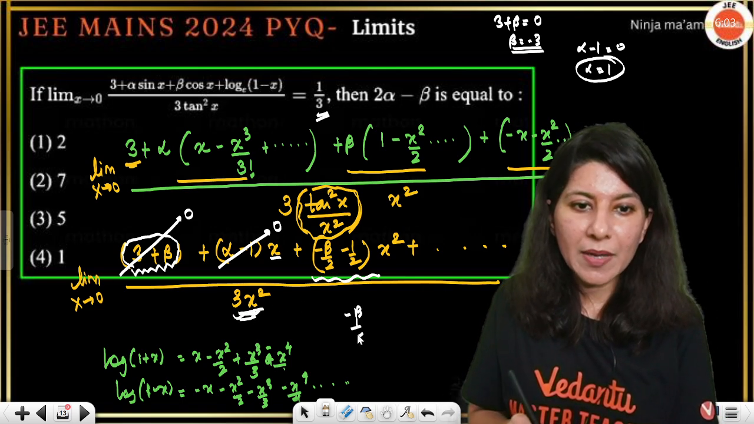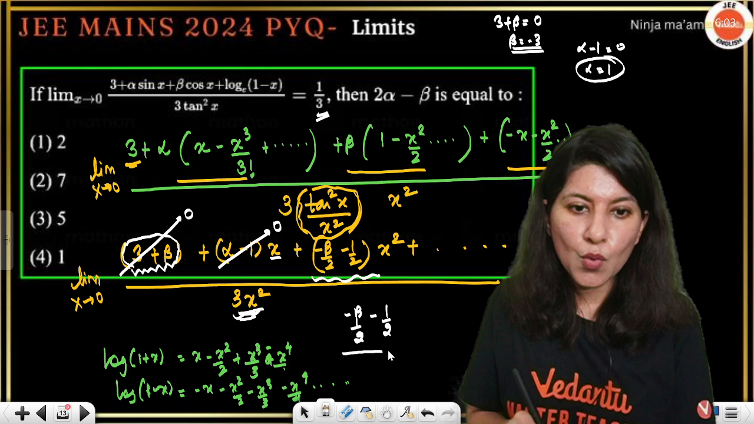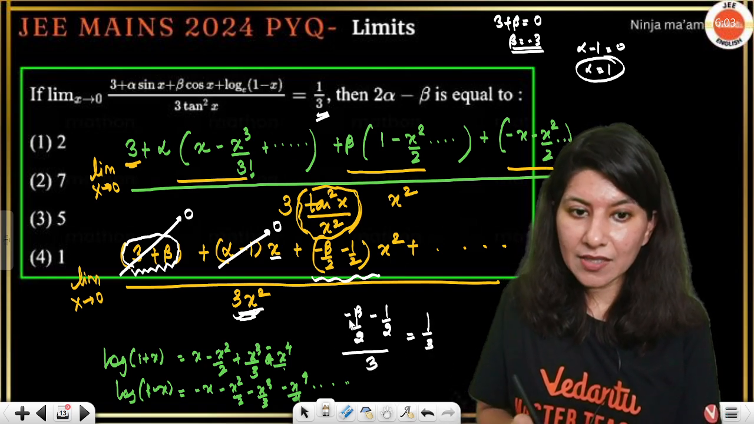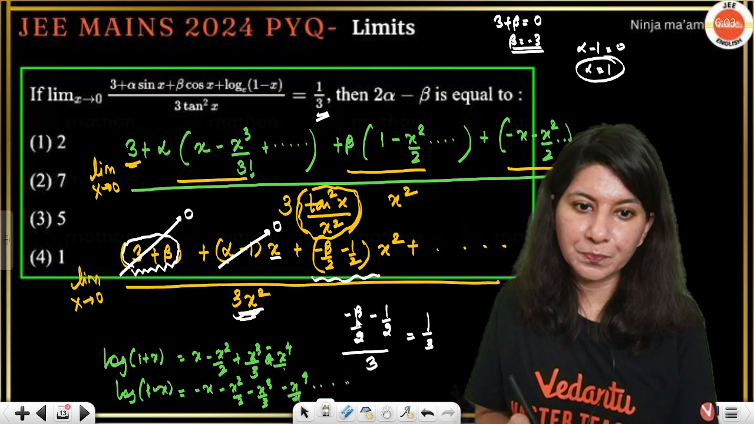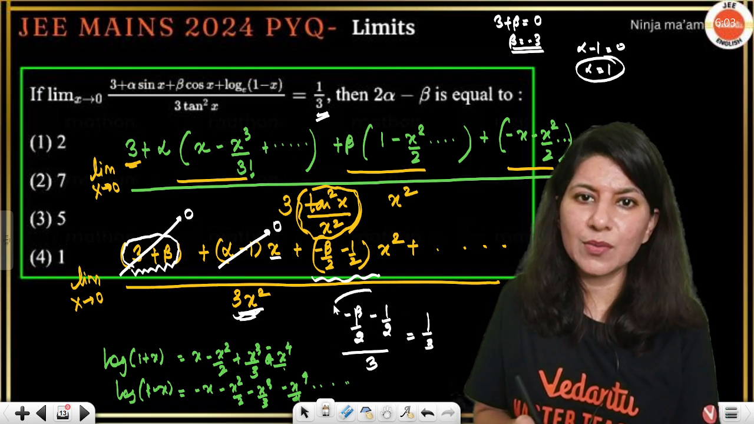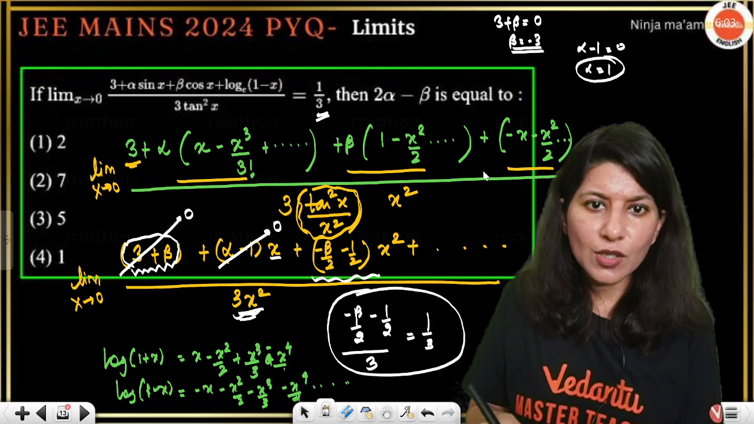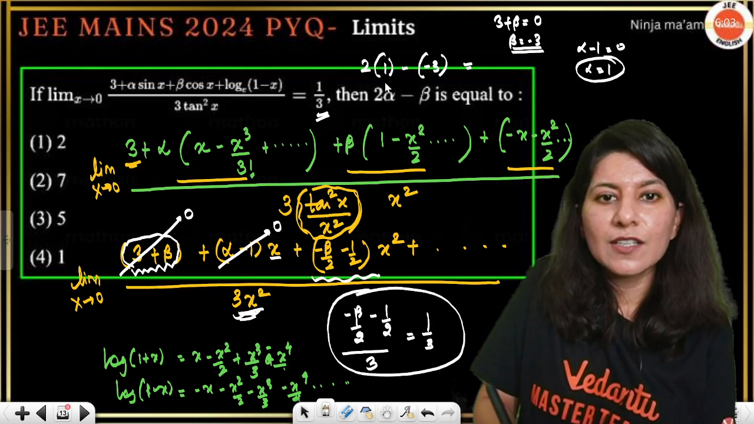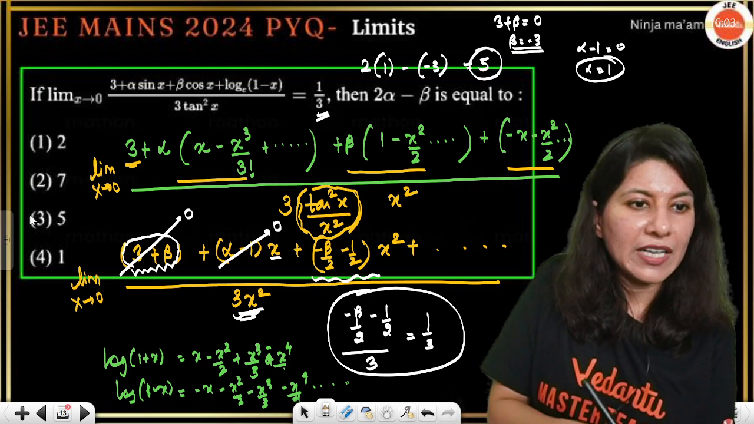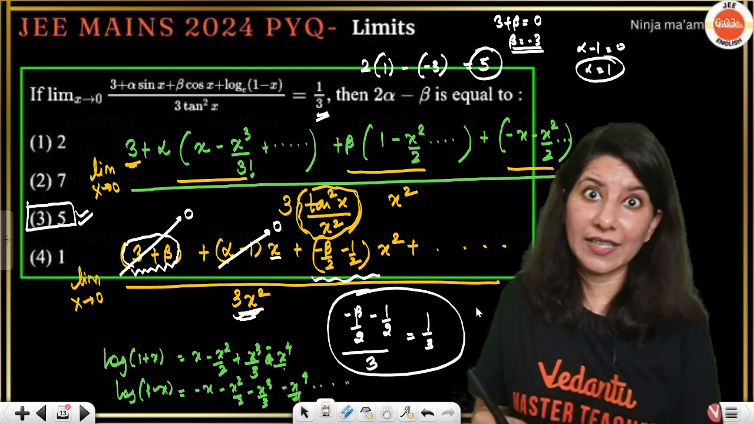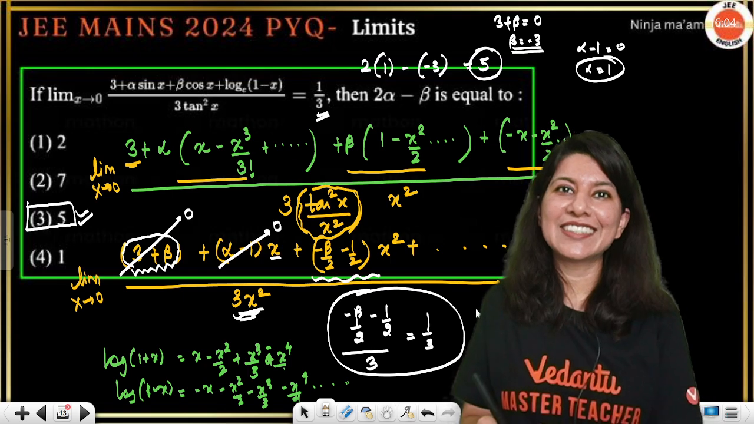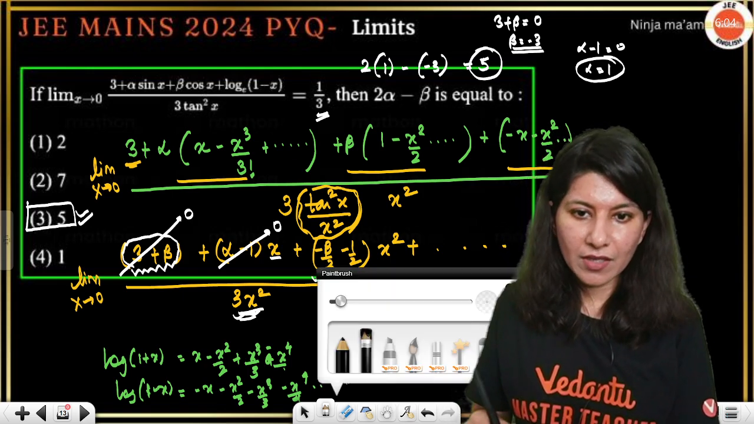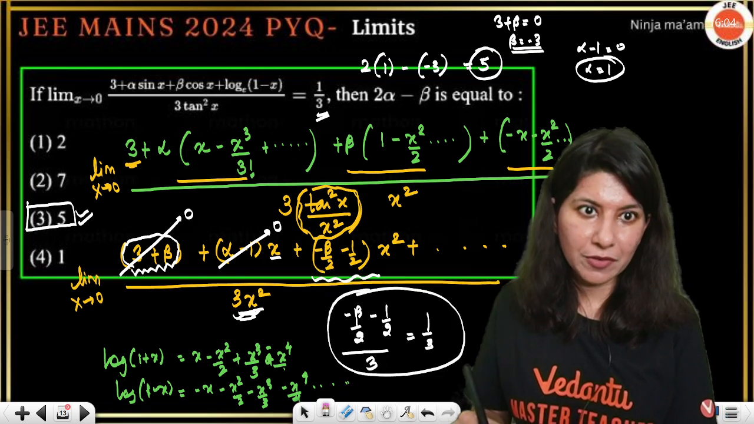So minus beta by 2, minus 1 by 2, whole upon 3 should be equal to 1 by 3. If you put beta equal to minus 3, so 3 by 2 minus 1 by 2, 2 by 2, yeah. So beta is equal to minus 3, satisfying this. So clearly we have two values, 2 times 1 minus minus 3, so 2 plus 3 is 5. 5 is absolutely correct. Okay. All right. Clear. Perfect. And one more thing, there is a shortcut also to solve this question.